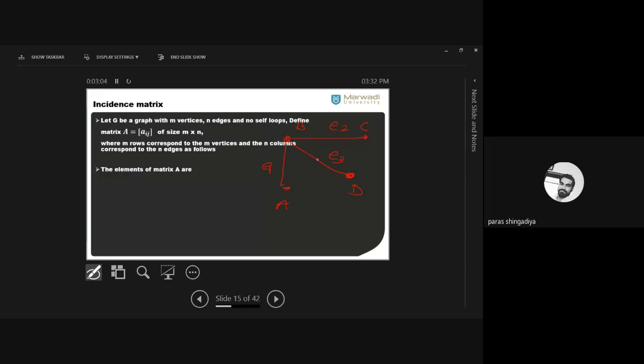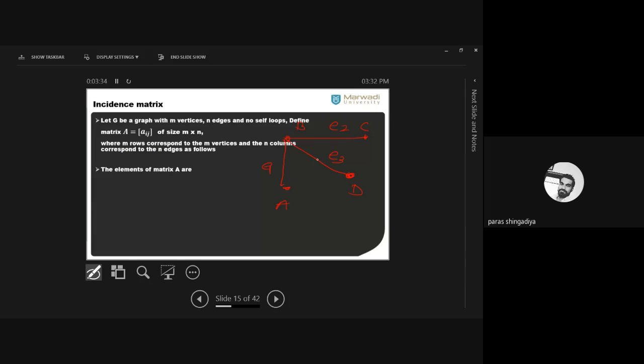If the graph contains 5 vertices and 7 edges, what will be the order? 5 by 7, means 5 rows and 7 columns. If the graph contains 6 vertices and 8 edges, then it will be a 6 by 8 matrix: 6 rows, 8 columns.